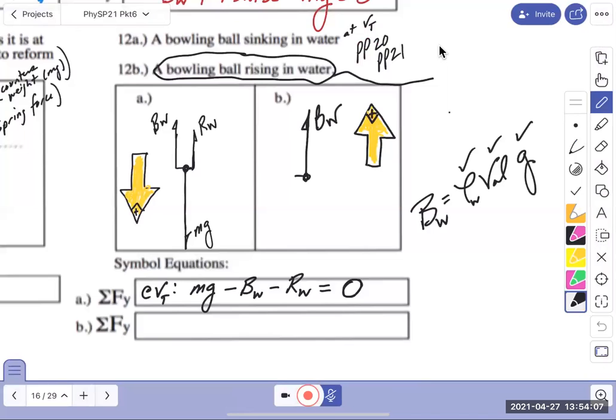And then the mg, this is a lesser mg. It's like an 8-pound ball versus 16. mg is still always down. And this time the RW is down, it flips. So RW is down, and now the buoyancy up has to beat the mg and the RW down. So in the summation of forces, we have buoyancy of water is positive, minus RW, minus mg equals ma, because we said it's not reached terminal velocity yet.